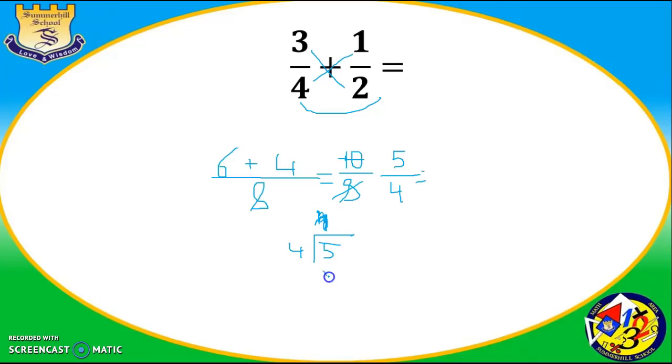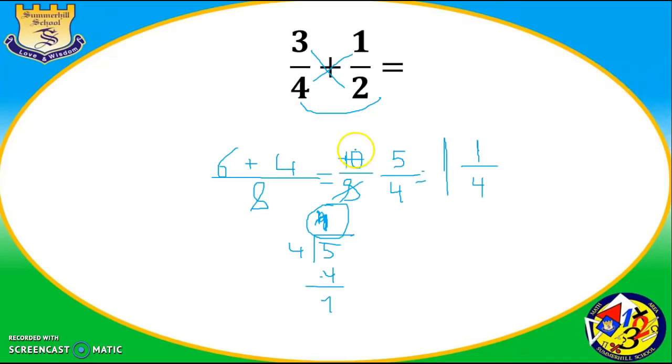4 times 1, 4. 5 minus 4, 1. So the whole number is this one, 1. And the fraction, the denominator no change. And the remainder is 1. And you check: 4 times 1, 4, plus 1, 5, and the denominator no change. Well, don't forget to do this one.